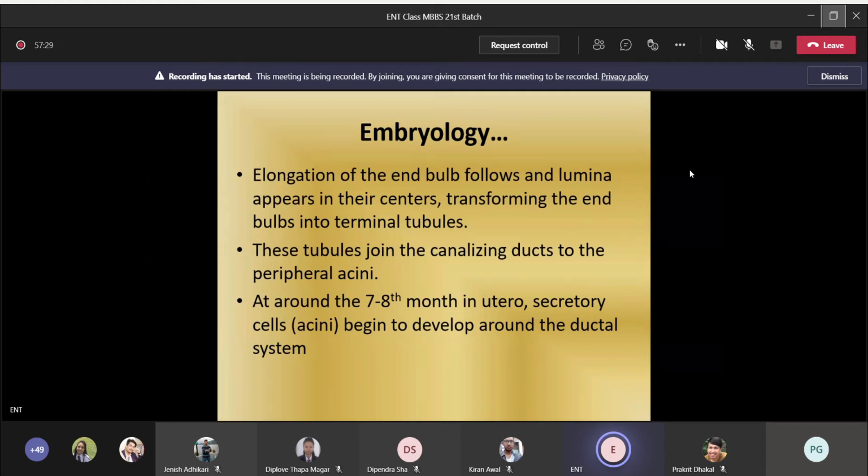At around 7 to 8 months in utero, the secretory cells, that is the acini cells, begin to develop around the ductal system. So first the ductal system develops, then the secretory cells develop.